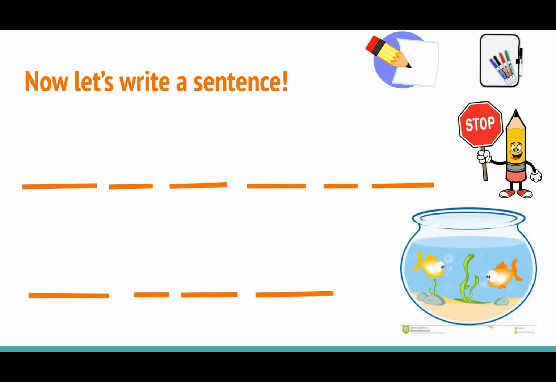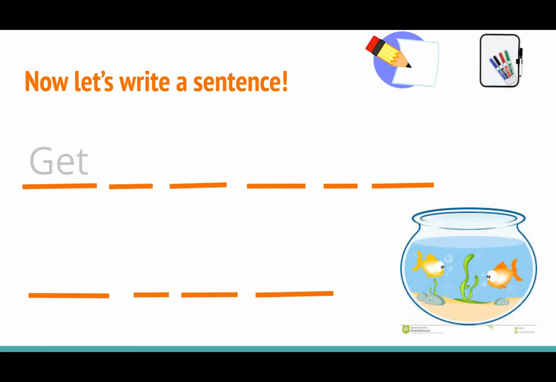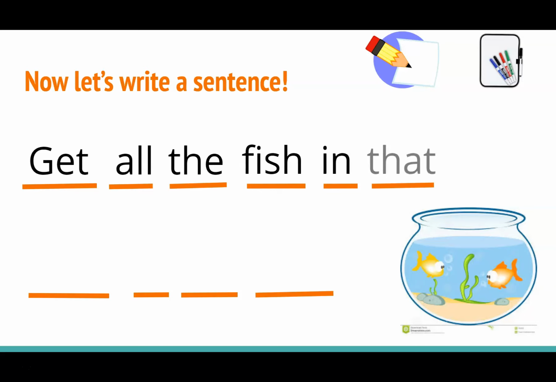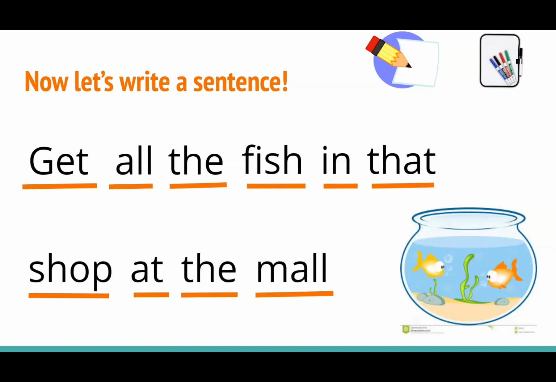Now pause the video and write the sentence on your paper. Press play when you're ready to continue. Wonderful work! Here's what you should have written. Get all the fish in that shop at the mall. And don't forget the period at the end of the sentence and your capital letter at the beginning. If you need to correct any of the words in your sentence, go ahead and pause the video again so you can fix any mistakes. Press play when you're ready to continue.